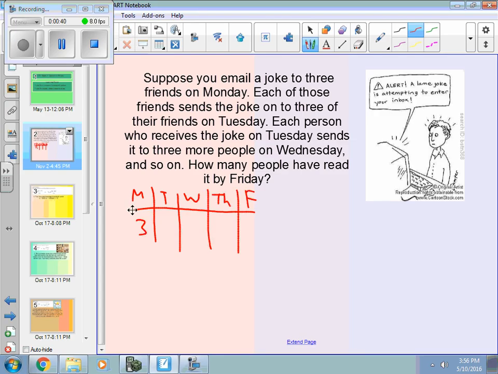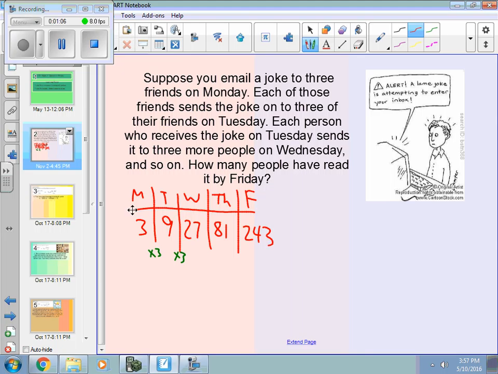And we know we start with 3. Each of those friends passes it on to 3 more. So if each person has 3, 3, and 3, that means we're up to 9. If each of those sends it on to 3 more, now we're at 27. And you can kind of see our little pattern here. It looks like we're multiplying by 3 each time to get the next one. So 27 times 3 is 81. Times 3 again, that'd be 243.